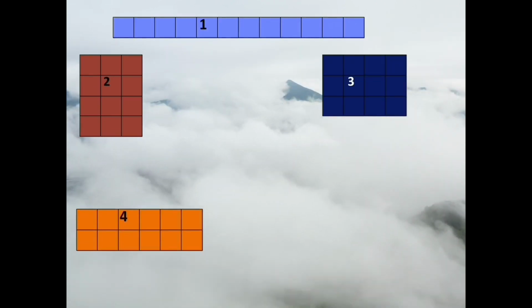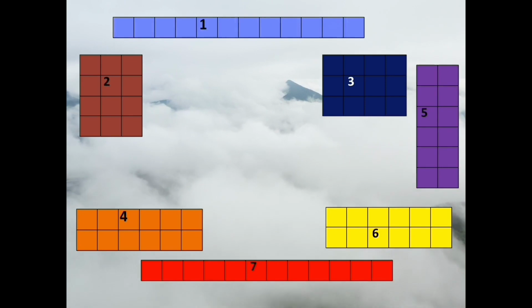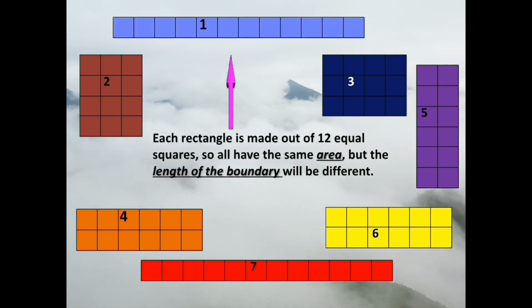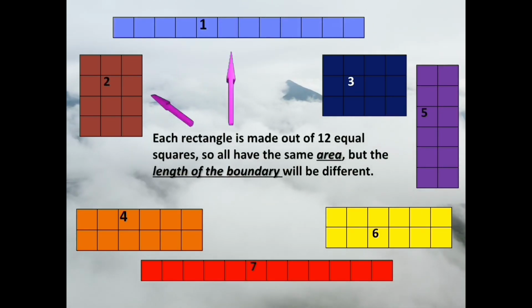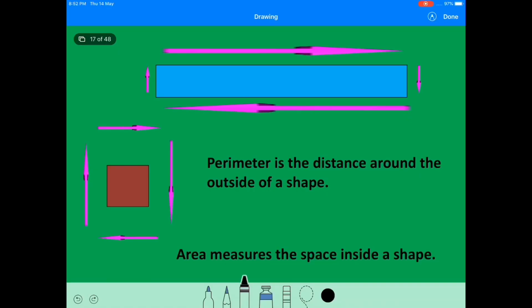Each rectangle is made out of 12 equal squares. So all have the same area, but the length of the boundary will be different. Perimeter is the distance around the outside of a shape. This is the perimeter of a square. Now, this is the perimeter of a rectangle.